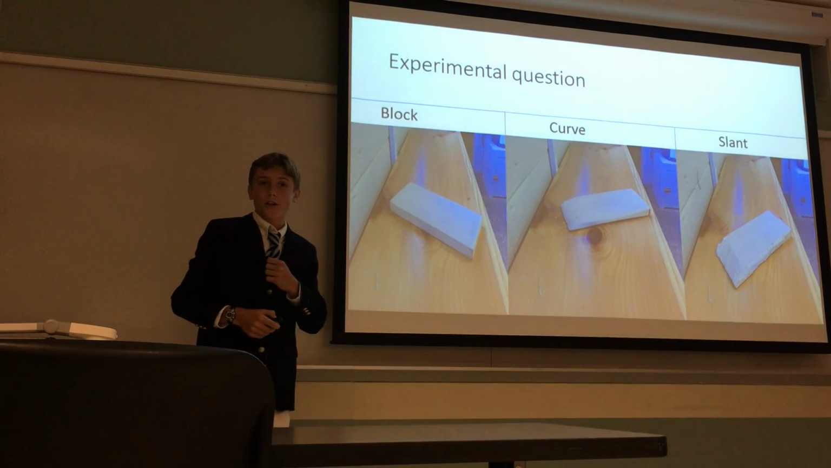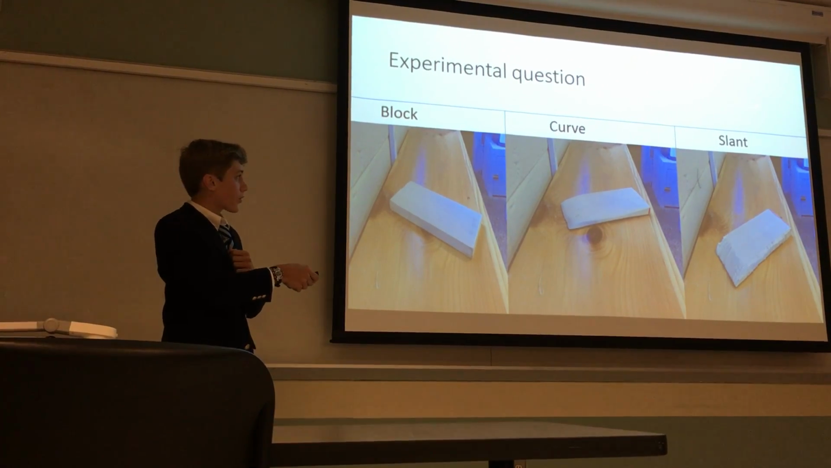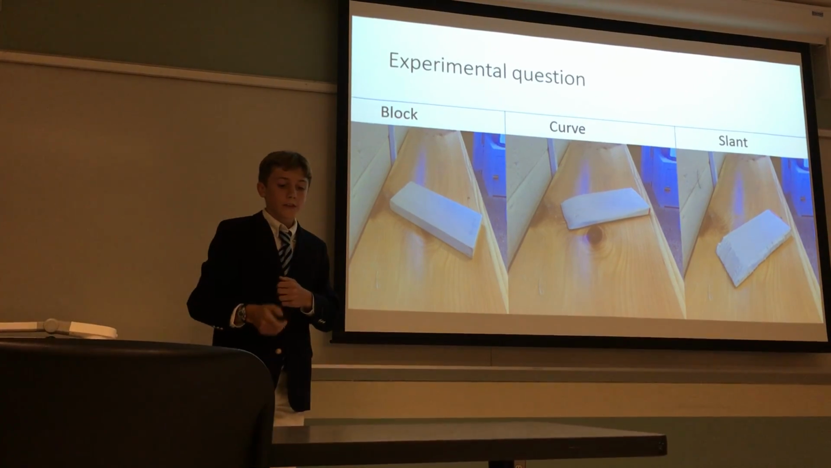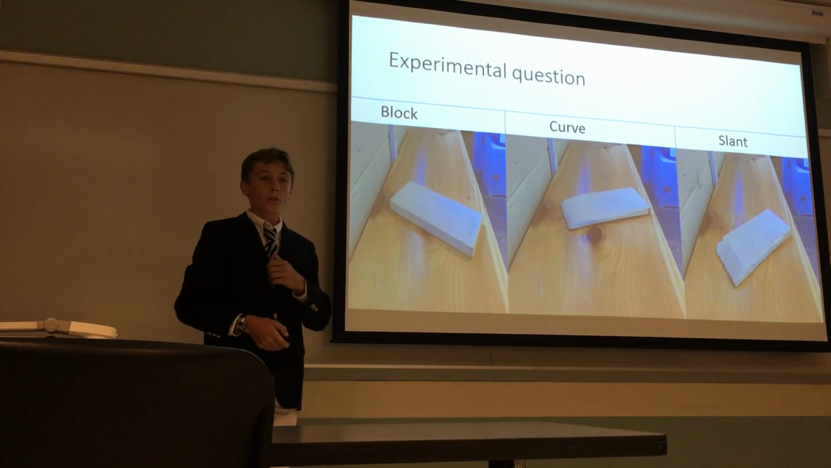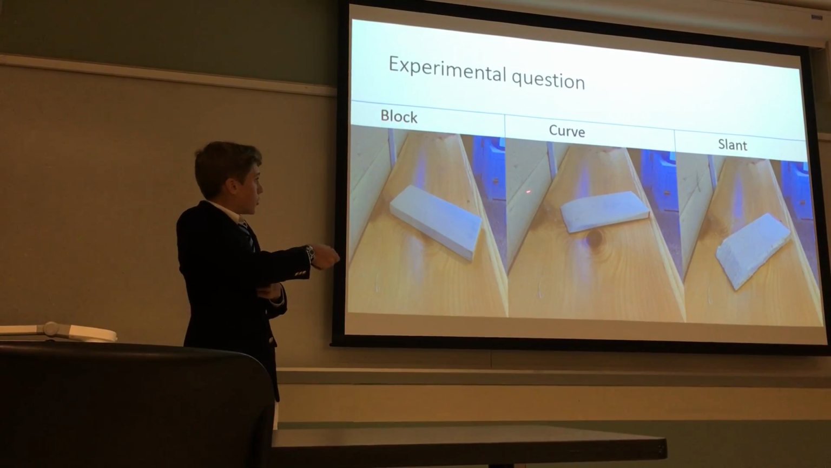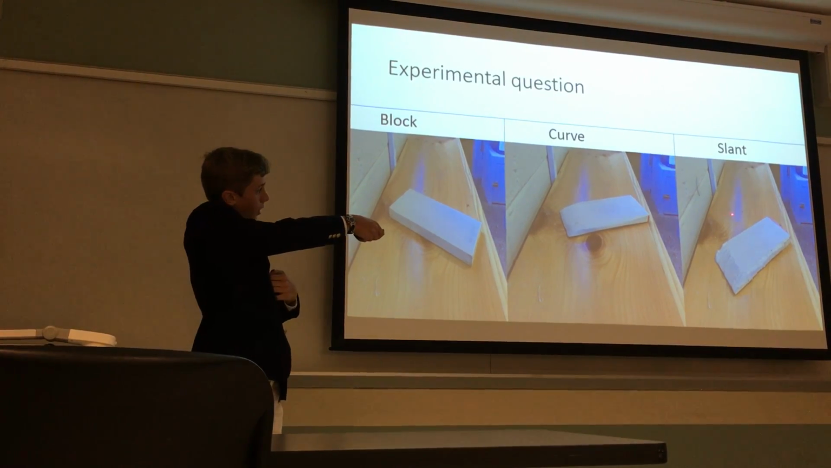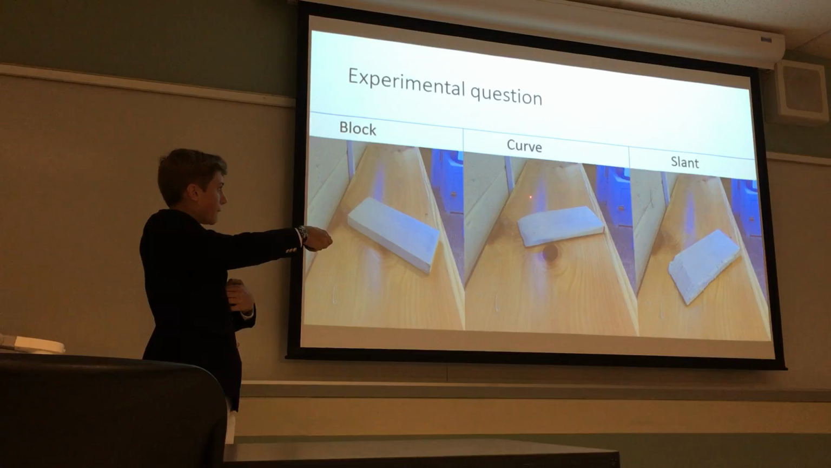My experimental question is, which one of these three wings, block, curve, or slant, would have the least drag and the most lift, or the most efficient wing? Block, curve, and slant were all made of balsa wood, and slant was cut with a saw, and curve was sanded.